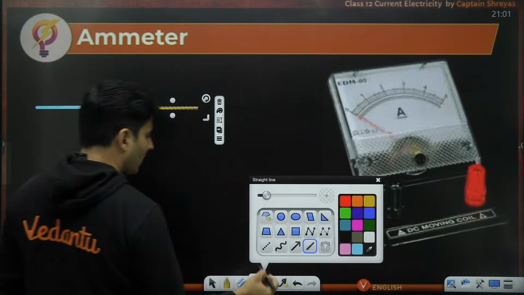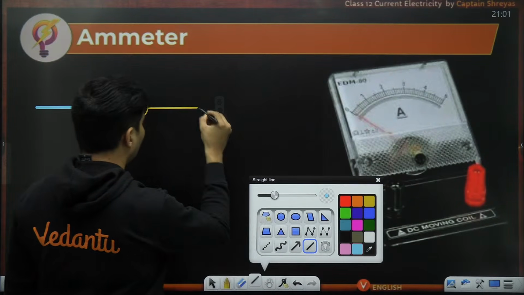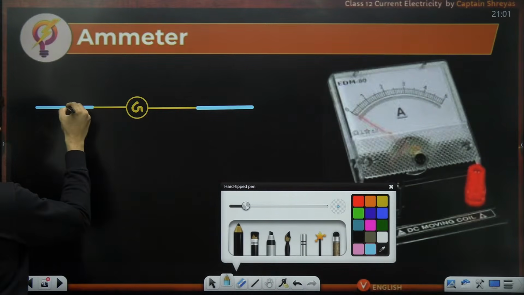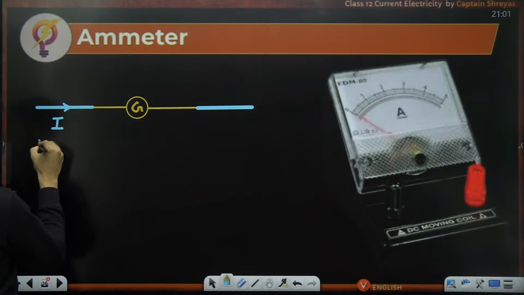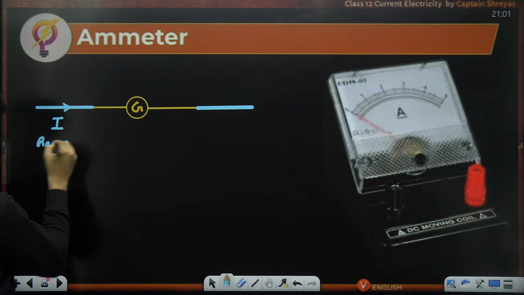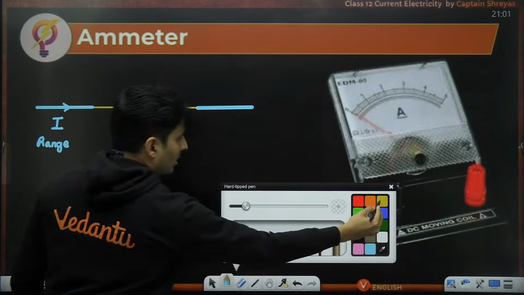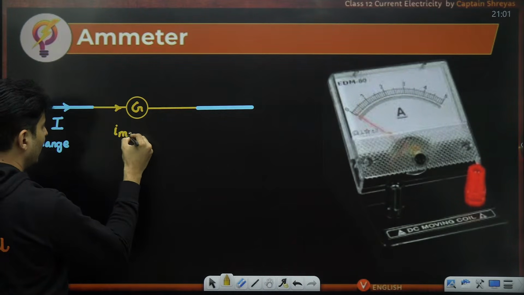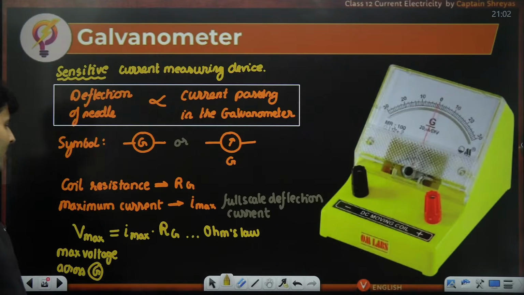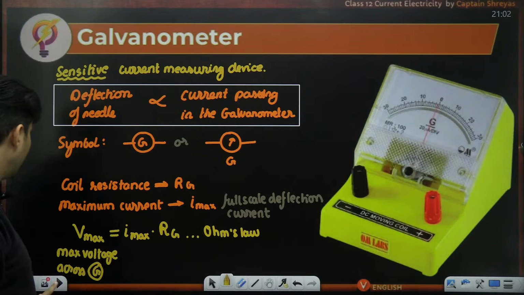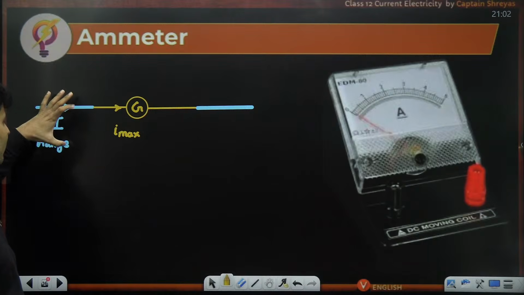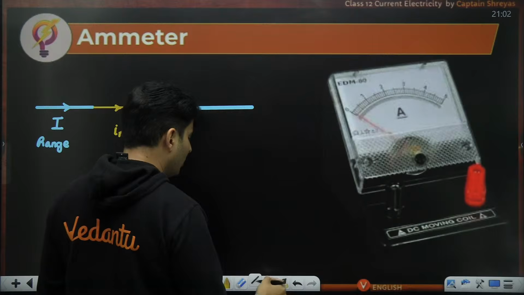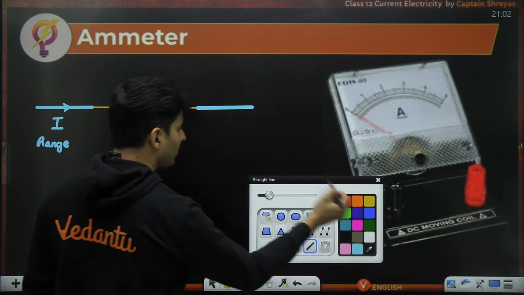So in order that a large amount of current can be measured, let's say this is the range, this is a large current which has to be measured. The galvanometer only allows a small bit of current, and the maximum that it can allow is Imax. If you've forgotten what Imax is, it is the full scale deflection current. It's like saying I want to measure 10 amperes of current, but I can only allow 1 milliamp. So what will you do? Obviously, you are going to create a bypass.